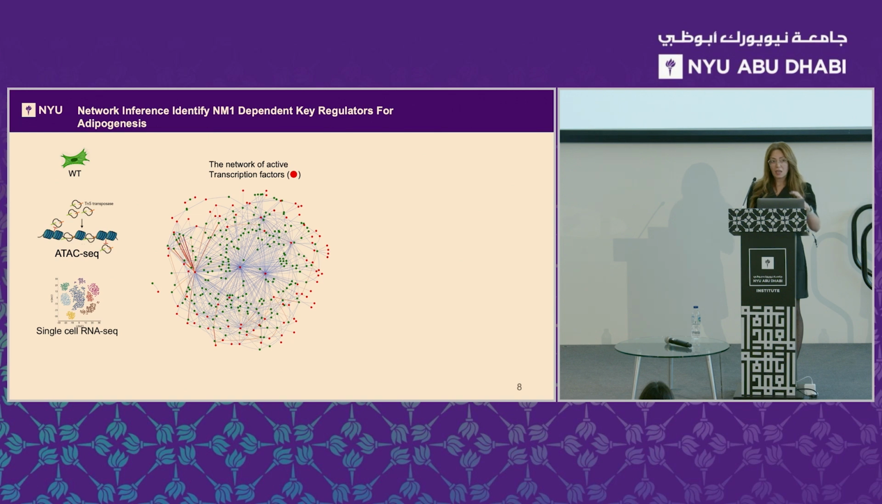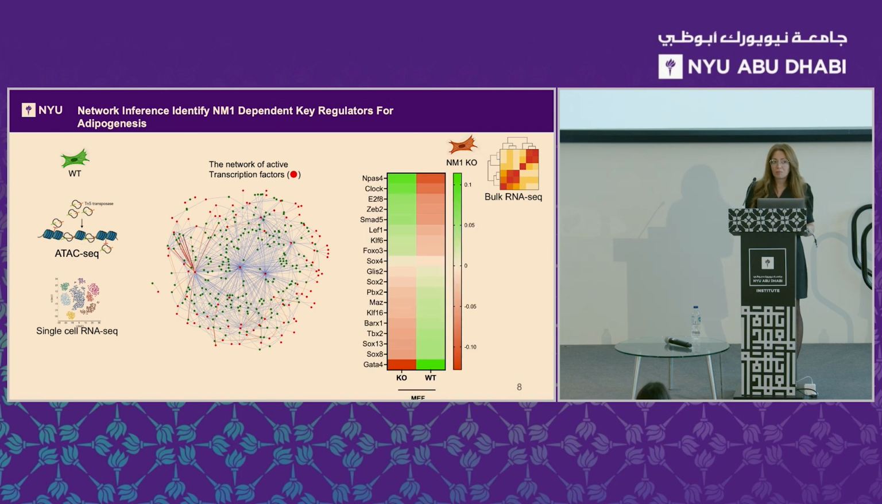So we looked at this list of transcription factors that are actively involved in gene expression in presence of NM1, and we chose top high-impact transcription factors, and we looked at their expression in bulk RNA-seq data in absence of NM1. And we noticed that among the top 10, 20 transcription factors, all of them were dysregulated in absence of NM1. And it turned out that most of these, almost all of them, are involved in adipogenesis or adipocyte differentiation.